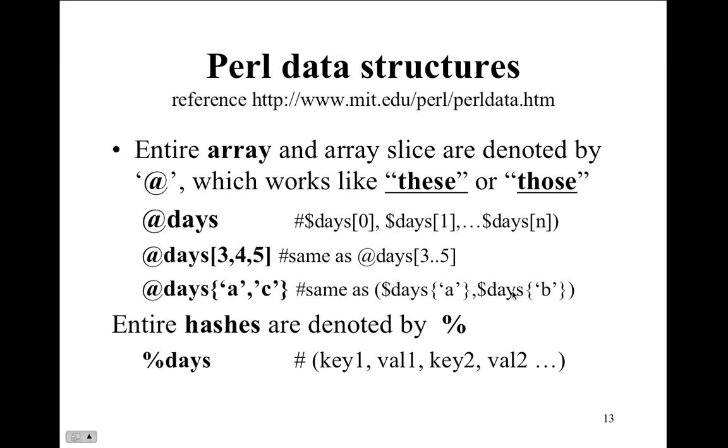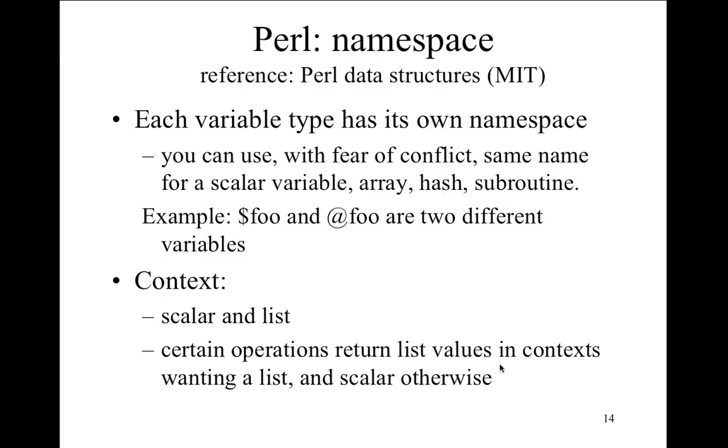Entire hashes are denoted by the % as we've seen in the previous example. So key value, key value, key value. So key value 1, key value 2, key value 3. Hashes are treated just like arrays in terms of the index values, but for each index you have 2 values instead of 1. And it takes them in the order in which you put them in.